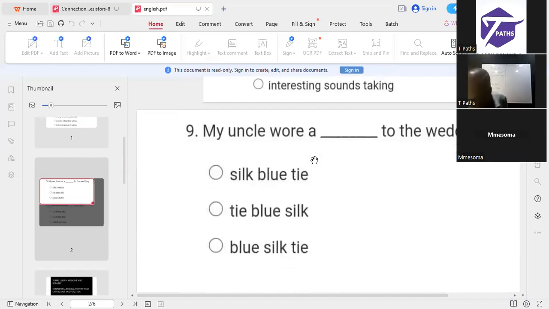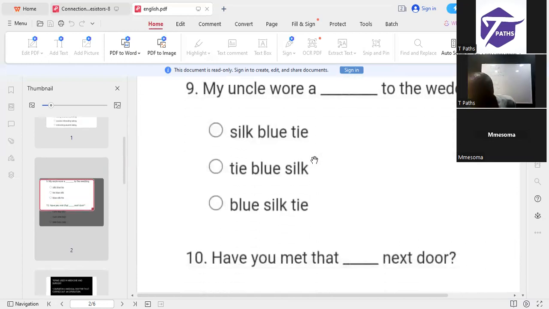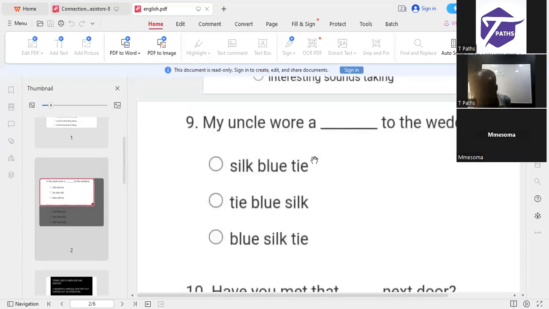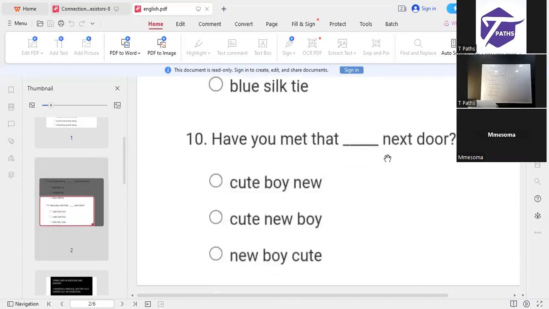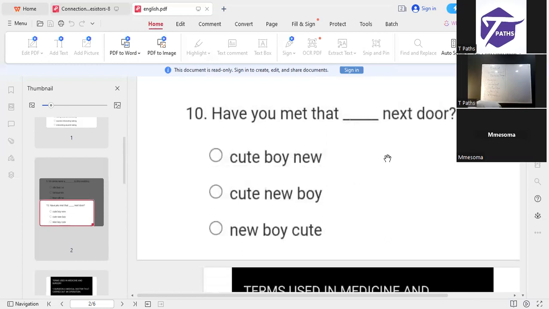Number 9, my uncle wore a dash to the wedding. Silk blue tie, tie blue silk, blue silk tie. Remember, blue falls under color and silk is material, and tie is the head word. The answer is C. Number 10, have you met that dash next door? Cute boy new, cute new boy. Cute falls under subjective adjective. Cute new boy. The answer is B.